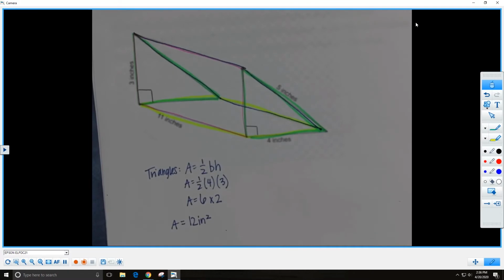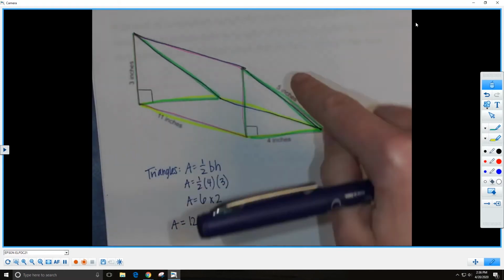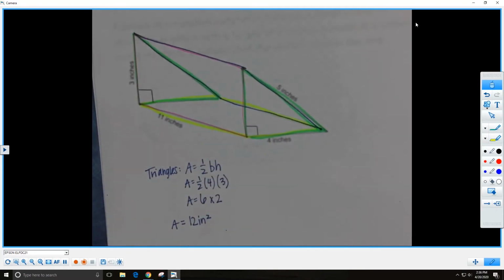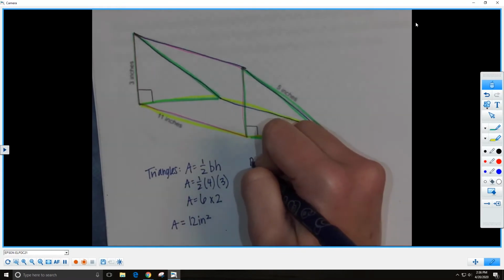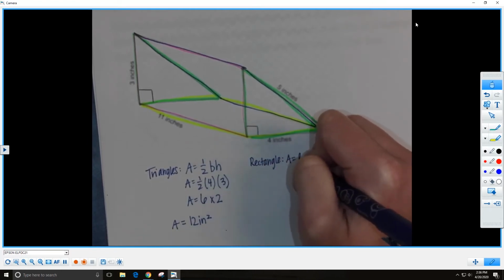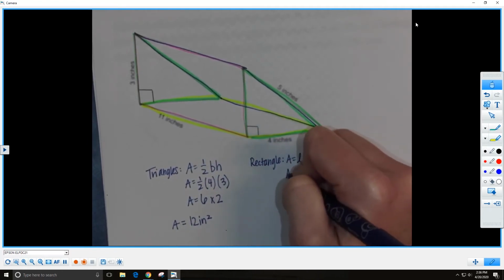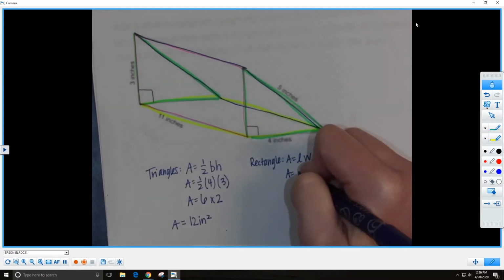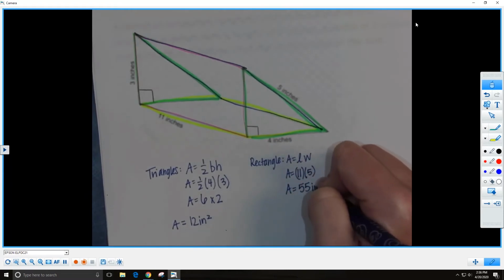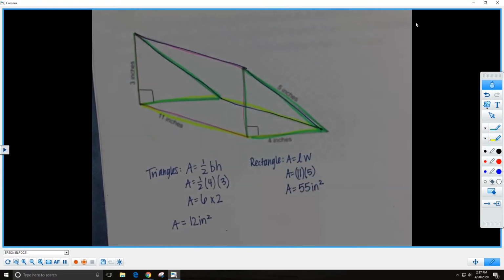Okay? Next, let's look at the area of that rectangular face that was 11 by 5 here. So to find the area of that one rectangle, remember that area is length times width. We just said that this one was 11 by 5. And so multiplying those together, we figure out that that one is 55 square inches.